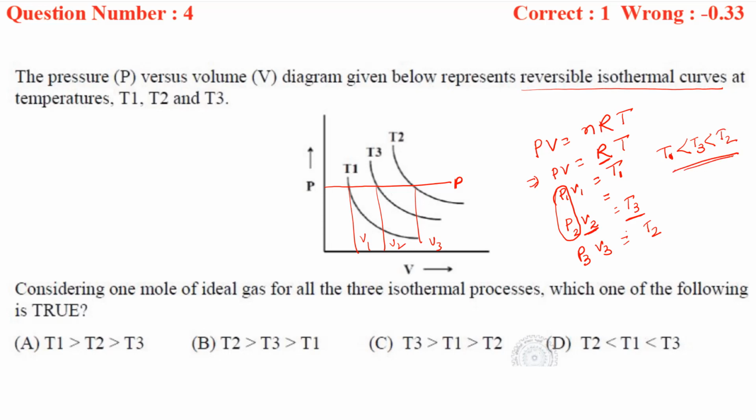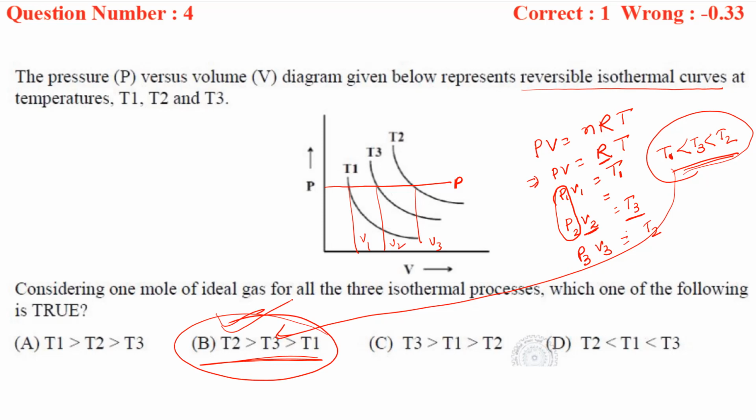So the correct answer, see the options, this will be the answer. Question 4, option B will be the answer, that is T2 is greater than T3, which is greater than T1.